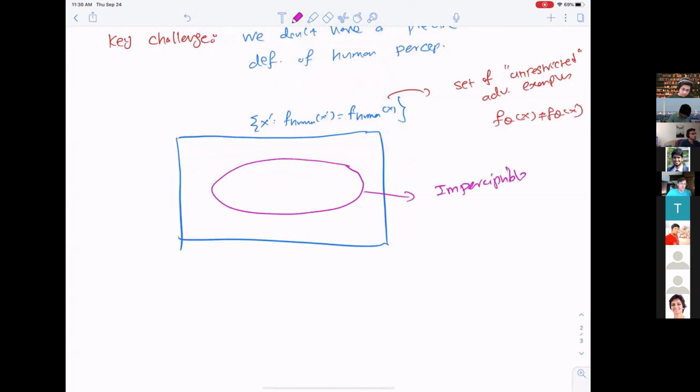Imperceptible adversarial examples. And from the naming, it is obvious these are examples X primes such that not only does a human give the same label for X and X prime, but a typical human could not even tell the difference between X and X prime. So it's a little bit of a stronger assumption here. The change that we are making in X prime is imperceptible, right?